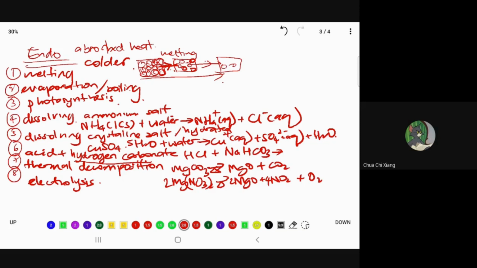Okay, what about acid plus hydrogen bicarbonate, or hydrogen carbonate? Endothermic reaction. Acid plus alkaline, exothermic. Okay, understand? There are 8 only, you see. Electrolysis, melting, evaporation or boiling, photosynthesis, dissolving ammonium salt, dissolving crystallized salt or hydrated salt, reaction of acid with bicarbonate, and the last one, thermal decomposition. Correct? So I can memorize, so can you.